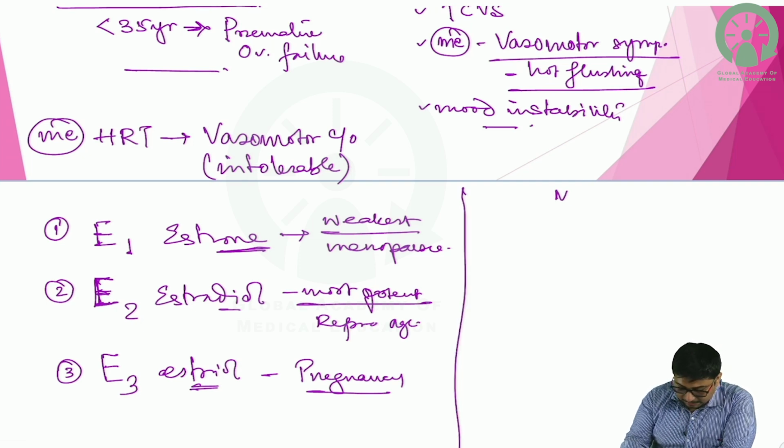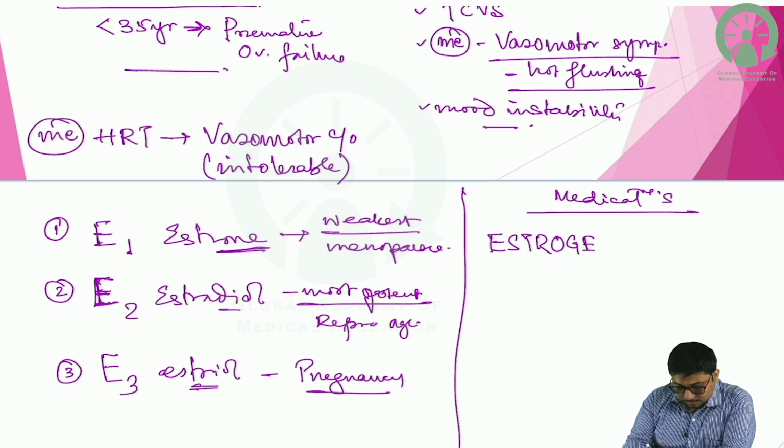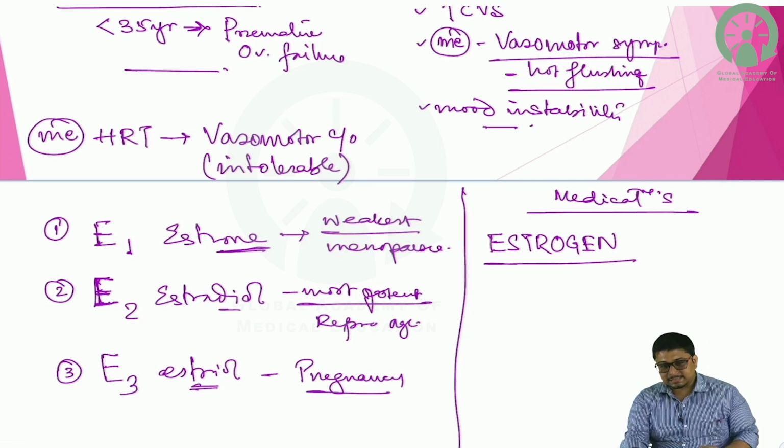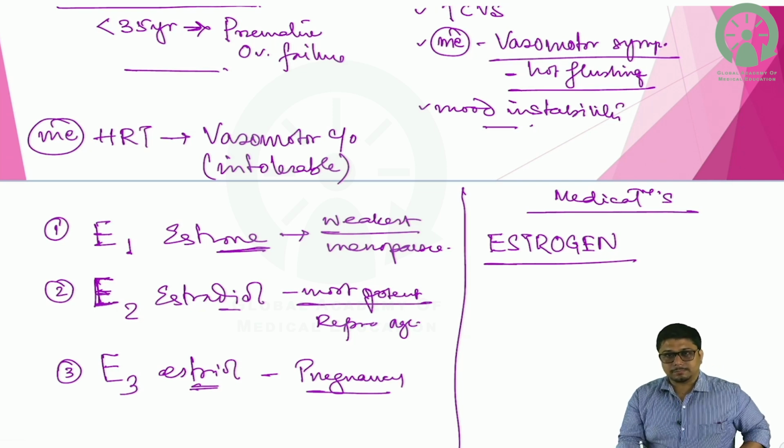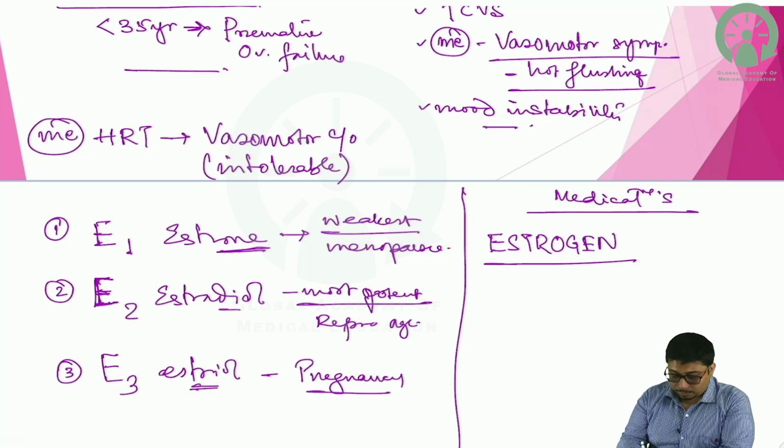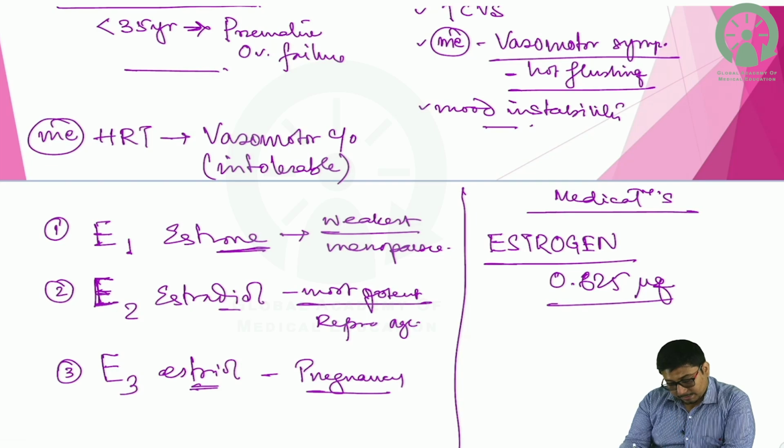So what are the medications that can be used for hormone replacement therapy? One is estrogen, but at a much lesser dose than the estrogen that we give even in the form of low dose OCPs. So 0.625 milligram daily estrogen is supplied. Now whenever we are giving estrogen, we must counter the estrogen with progesterone.